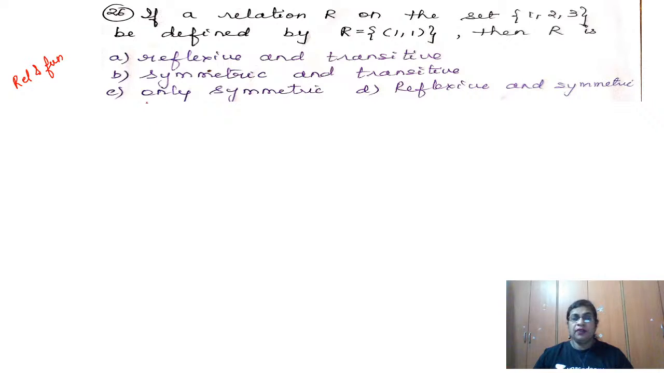Okay. So here we have, if a relation R on the set {1, 2, 3} is defined by R = {(1, 1)}. Now, I have to find out whether R is, see the options: A, reflexive and transitive; symmetric and transitive; only symmetric; reflexive and symmetric. What do you all say?